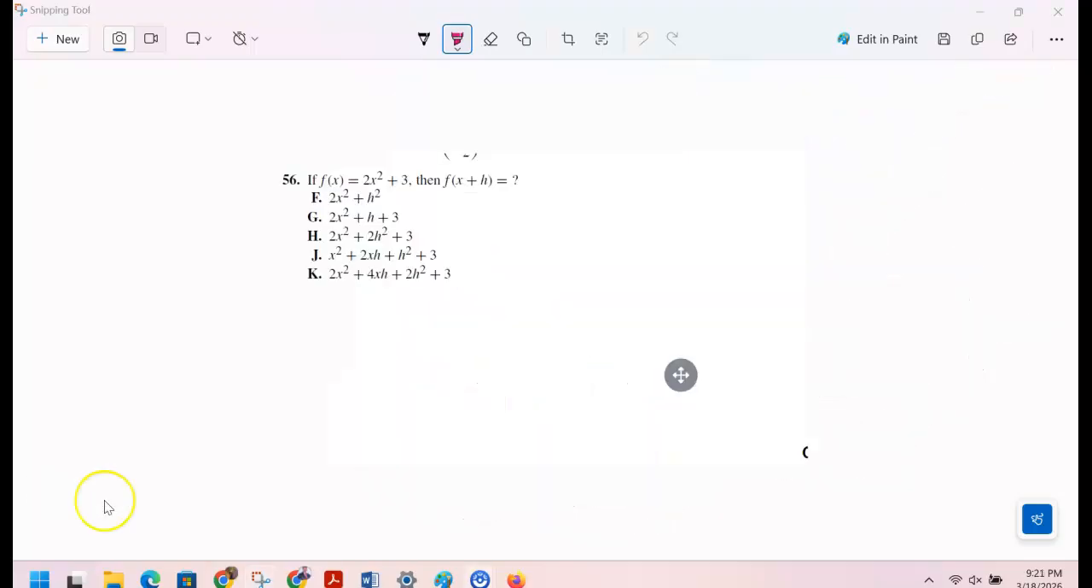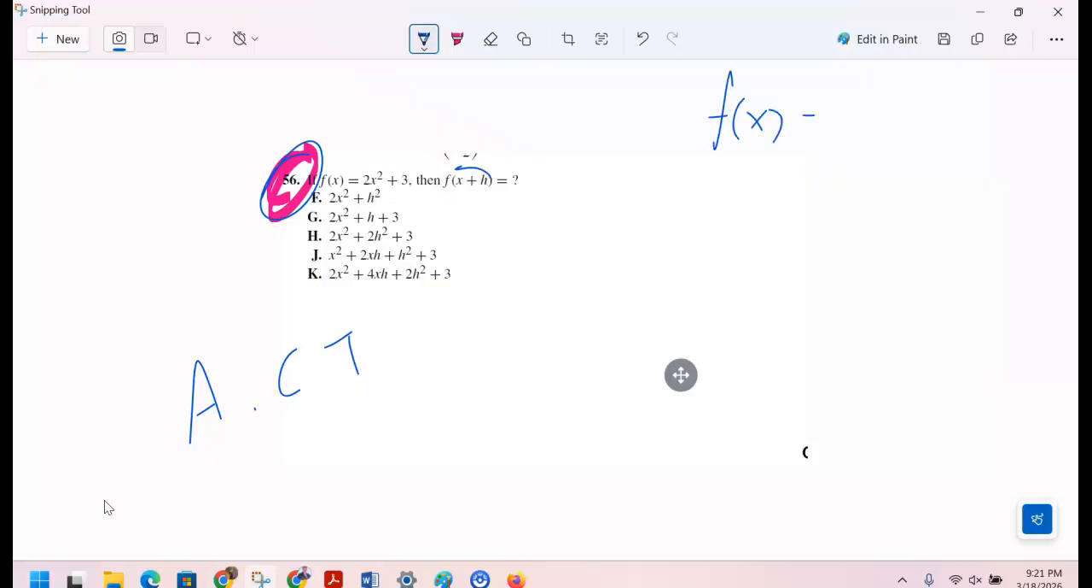Thank you. This question is in pre-calculus. We don't do it much in Algebra 2, but the question is asked on the ACT to challenge the student. What all you do is just put. So you are given f of x is 2x squared plus 3. And what if the input becomes, instead of x, x plus h?